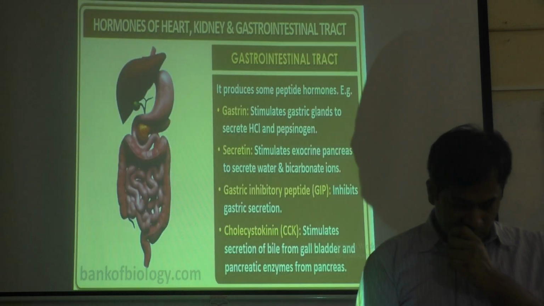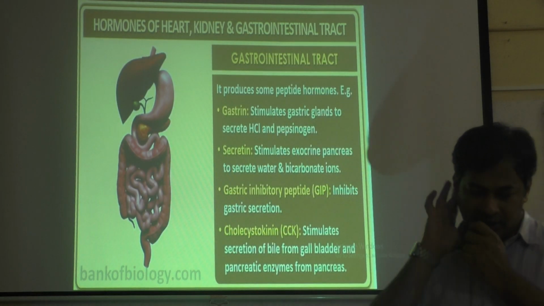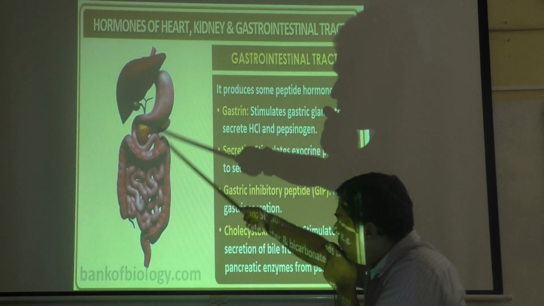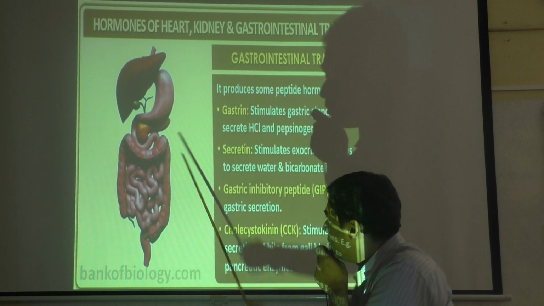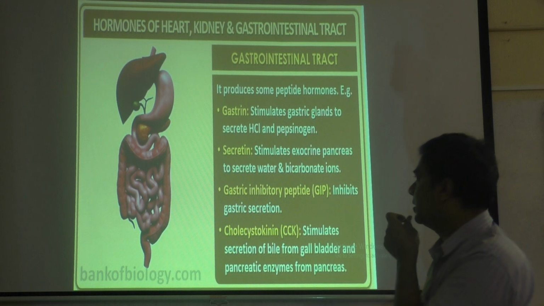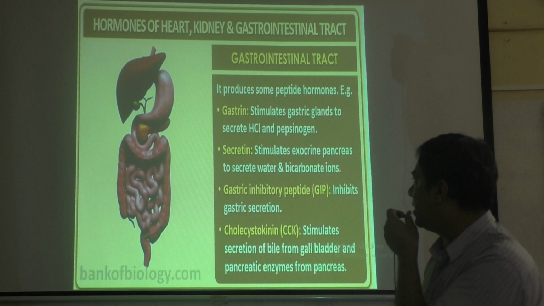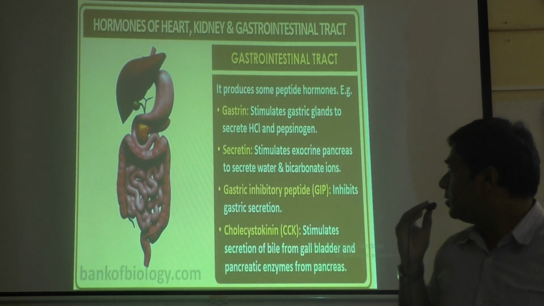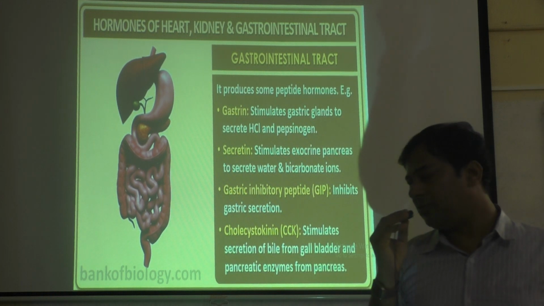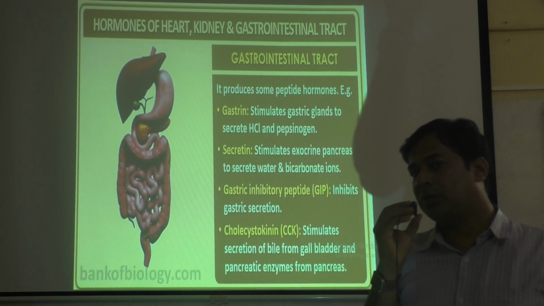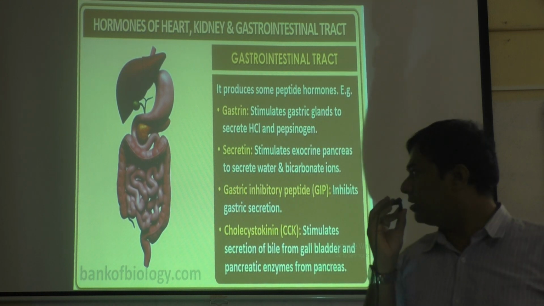Okay, juxtaglomerular apparatus. Then gastrointestinal tract, that is stomach and intestine, also produce some hormones. They produce some peptide hormones like gastrin. The word gastro means stomach. Gastrin stimulates gastric glands to produce HCl and pepsinogen. You have learnt in high school. That is, gastrin hormone is required for production of HCl, hydrochloric acid in the stomach, and also the enzyme pepsinogen.